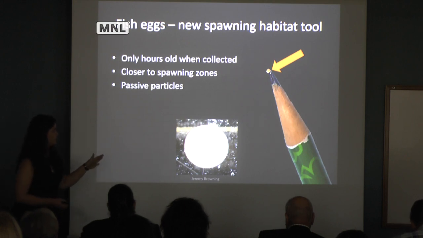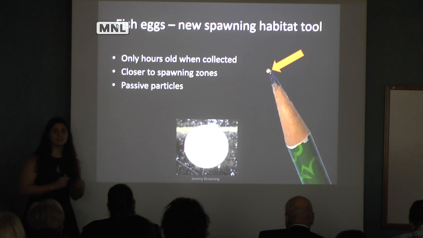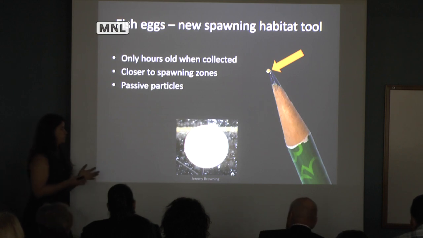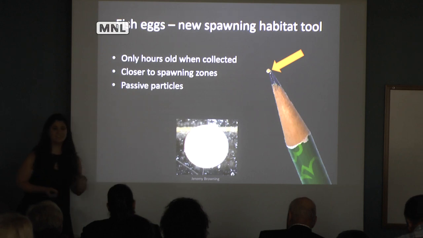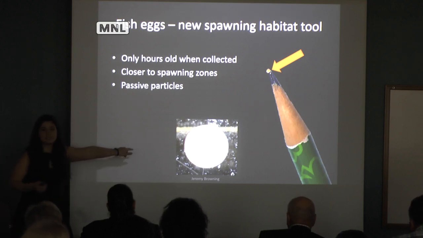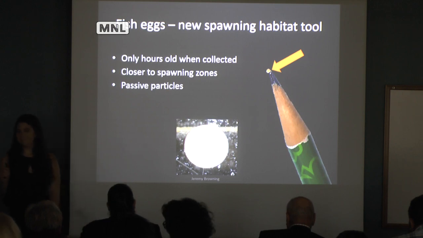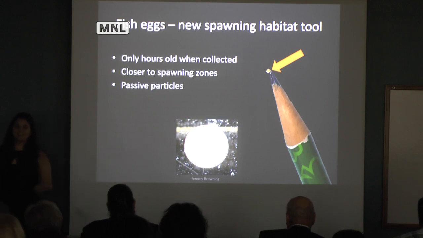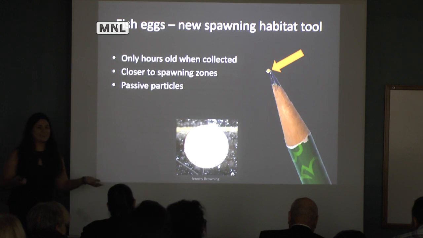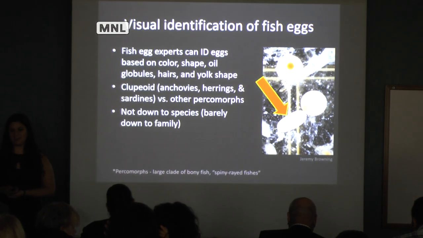In this photo on the top right, you can see a fish egg at the tip of a pencil. So they're very small, they're pretty much like a ball of cells. One question I have for you is, can anyone tell me what species this fish egg is? Good, because neither can I. So we know that this can be very difficult to visually identify them.